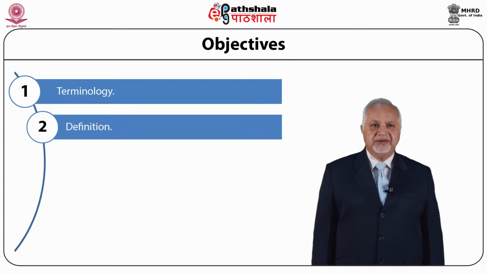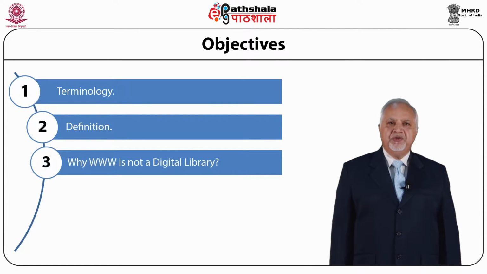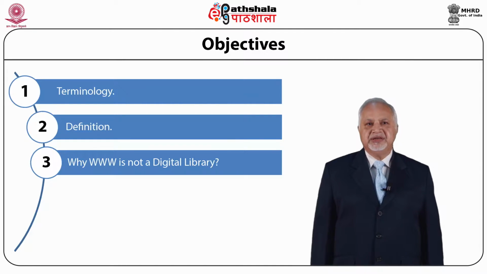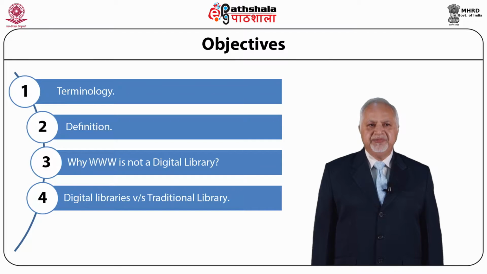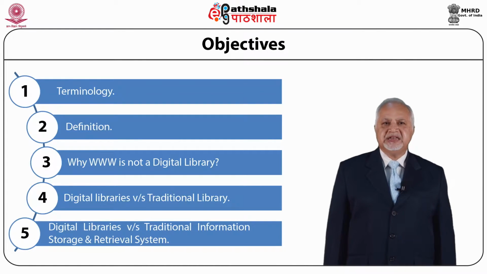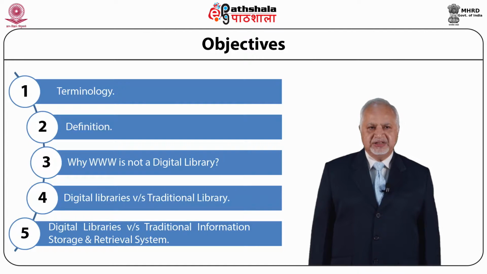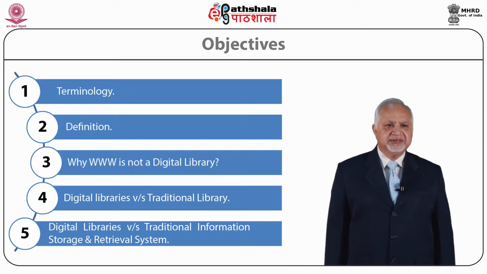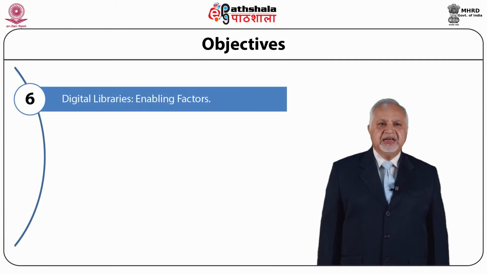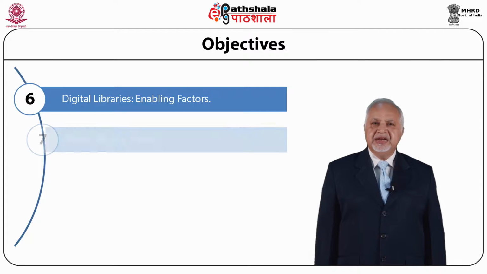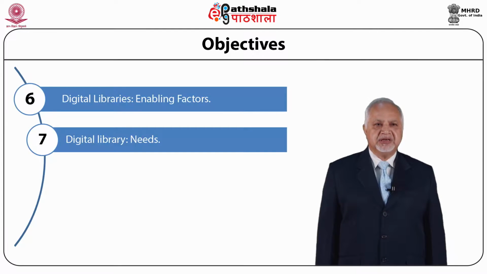Important definition of the term Digital Library. Why World Wide Web is not a Digital Library. Major distinction between Digital Library and traditional library. We'll be talking about distinguished feature of digital libraries and traditional information storage and retrieval system that has been in vogue for past 30 years. Technological factors that are considered as enabler to digital libraries. Need and purpose of digital library.